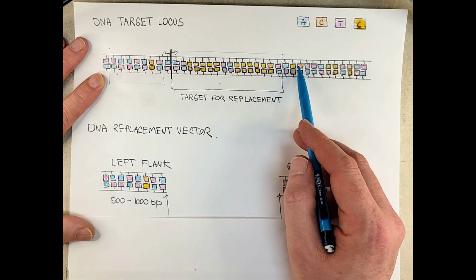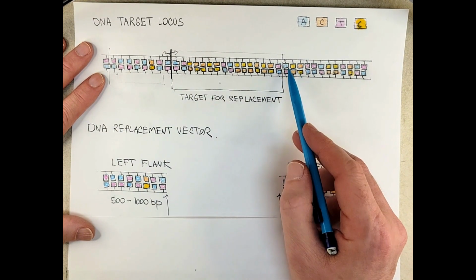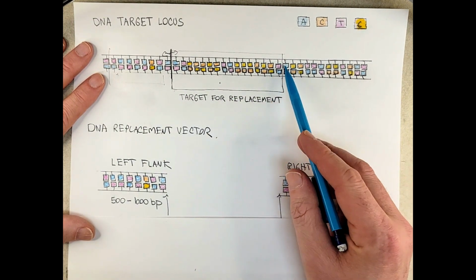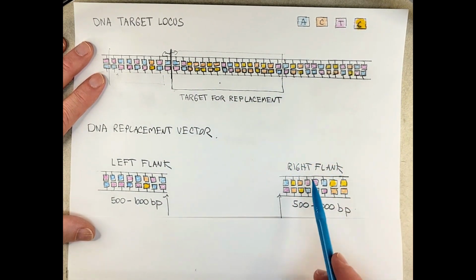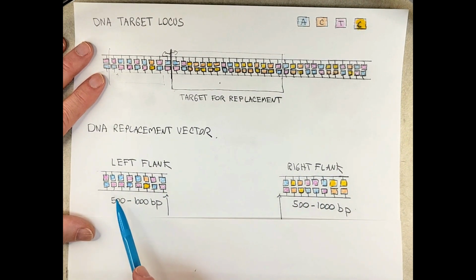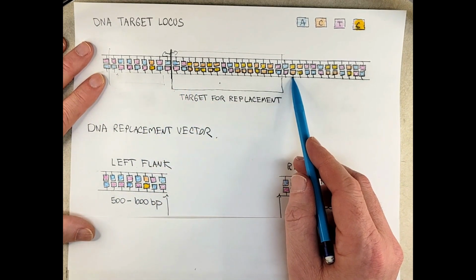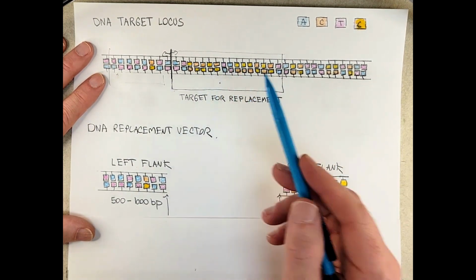Now we would need to do the same thing for the region to the right of the interval that we would like to replace. We would need 500 to 1,000 base pairs of sequence to the right of the interval. So that we would call the right flank, and I have that right flank down here. So if we have 2 DNA molecules, one the left flank, one the right flank, each 500 to 1,000 base pairs long, and each either matching the sequence to the left of the target interval or the right of the target interval, we would almost be ready to replace this sequence, replace the target locus.